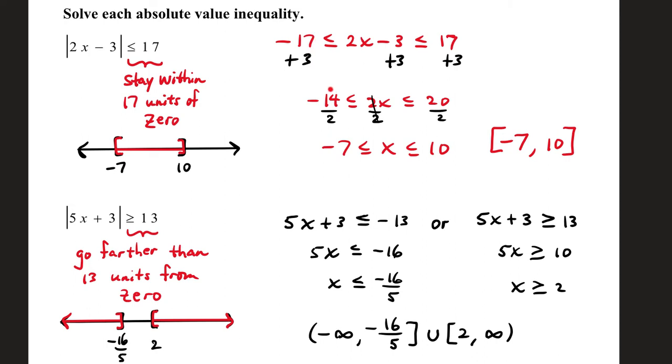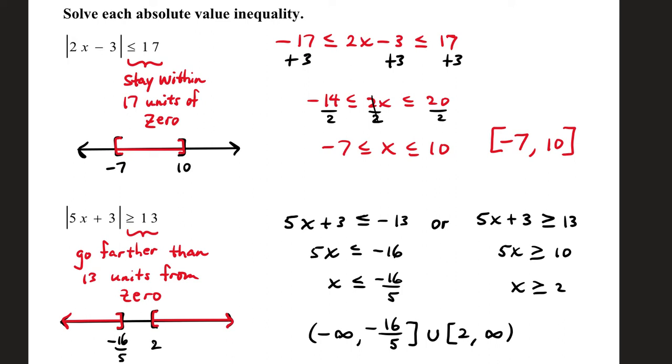Negative 17 plus 3 is negative 14. That leaves us 2x in the middle. Those 3's cancel. 17 plus 3 is 20 on the right. And then to get x totally solved in the middle, we divide off the 2 everywhere. That leaves us with negative 7, x, and 10.